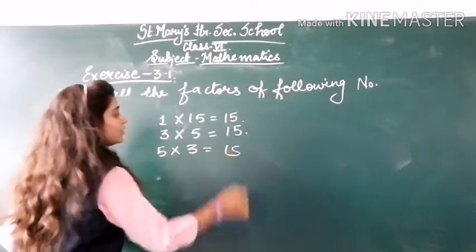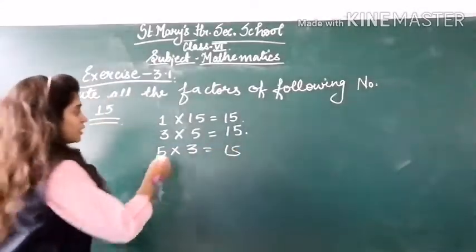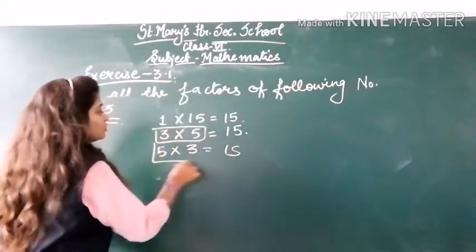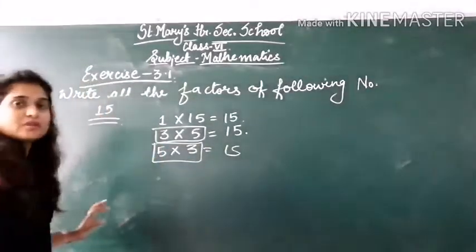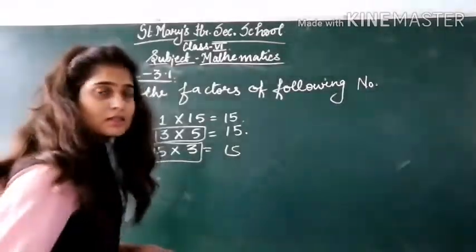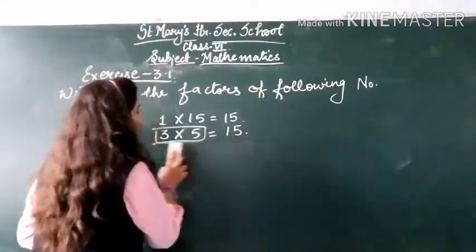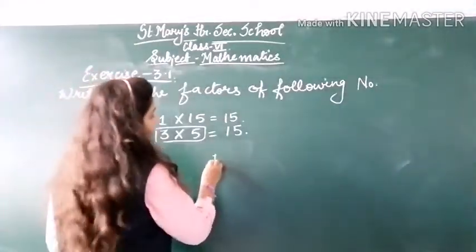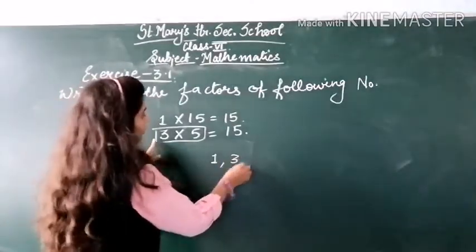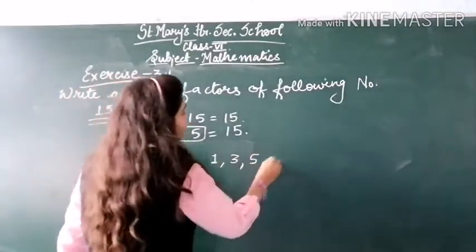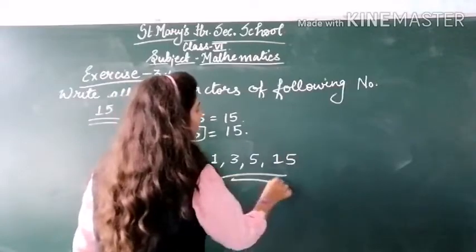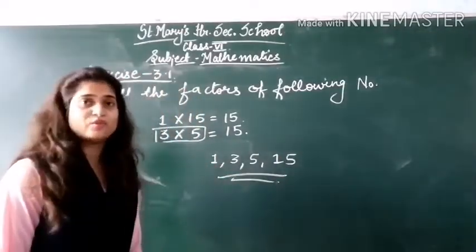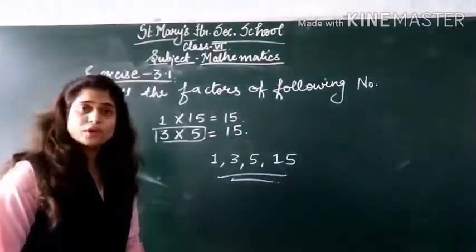But what can we see here? We can see repetition is coming. Here also 3 into 5, here also 5 into 3. Same numbers are coming. So we will not write this step. The answer is 1, 3, 5 and 15. 1, 3, 5 and 15 are the factors of 15.